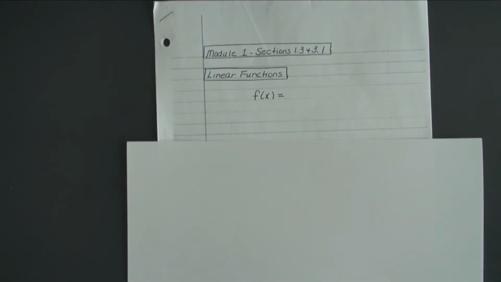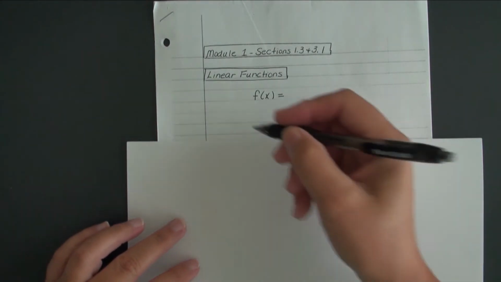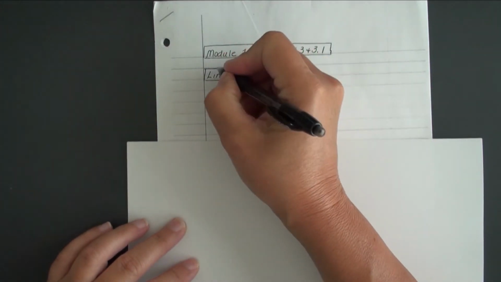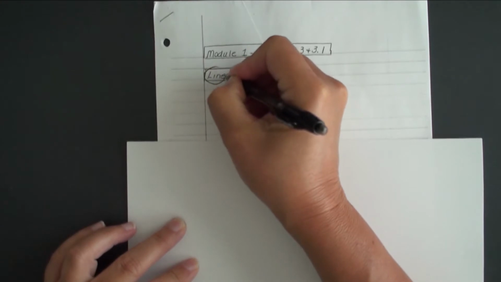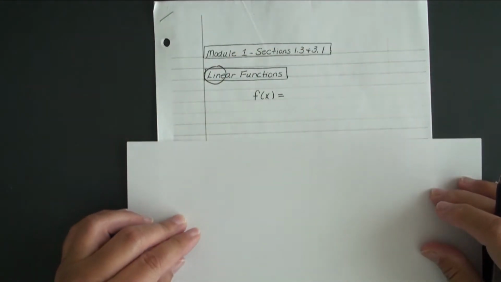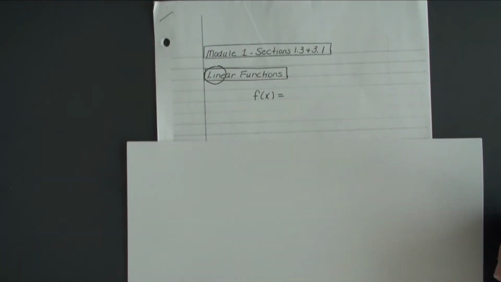In this lesson, we will begin discussing Module 1, and the sections that we will cover are sections 1.3 and 3.1. This section deals with linear functions. And if we look at the name or the word linear, we see the word line in that word. Therefore, these functions will all have graphs that are lines.